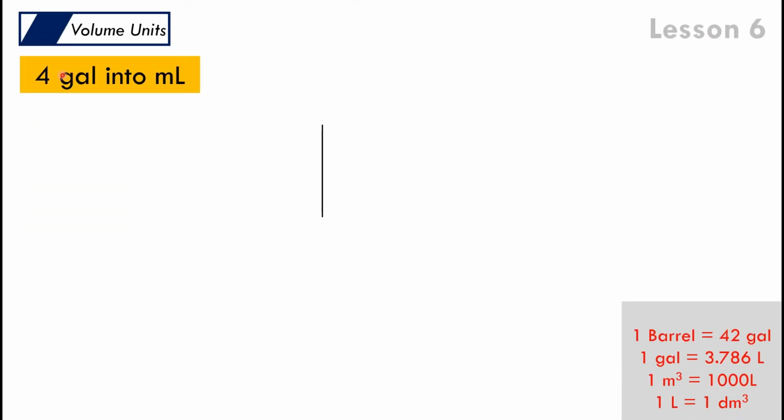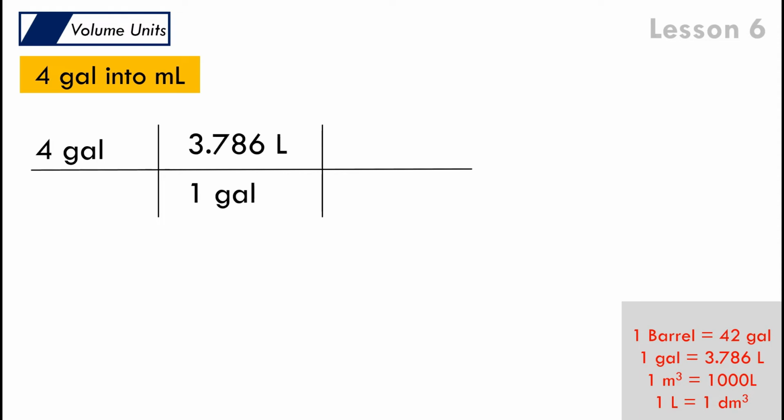In this example we have to convert 4 gallons into the milliliter. So to convert 4 gallon, first we will go from gallon to the liter, and then from liter to the milliliter. Gallon is cancelled by the gallon, as we know that 1 gallon is equal to 3.786 liters, and then simply liter into the milliliters. The answer will be 15144 ml.